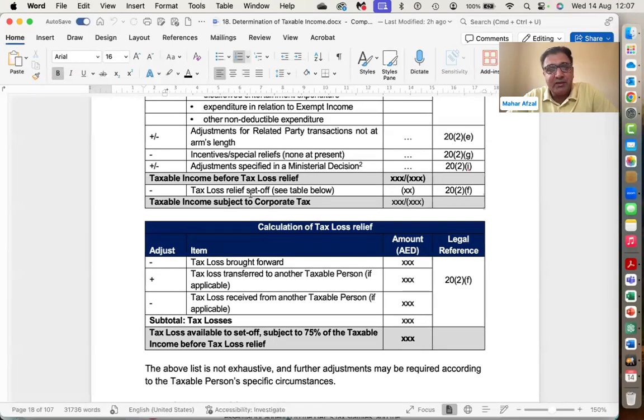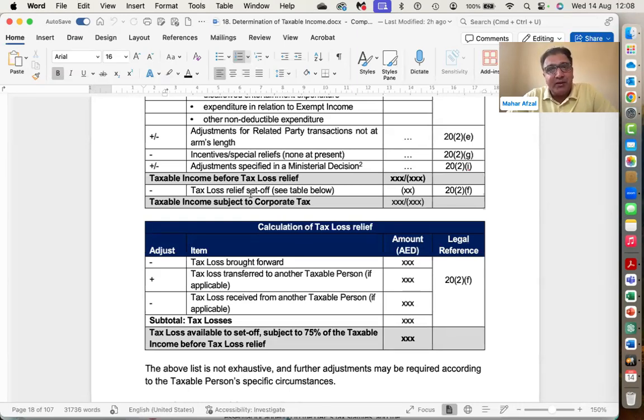This adjustment can be exempt income, non-related business expenses, reliefs, then non-allowable expenses, then there's a TP adjustment. After making all these adjustments, you will arrive at one number. That number needs to be adjusted with the carry forward tax losses. Once the carry forward tax losses are adjusted, the remaining amount will be subject to tax. Up to 375,000, if you are not a qualifying free zone person, 0% corporate tax. Beyond that, 9% corporate tax is applicable.